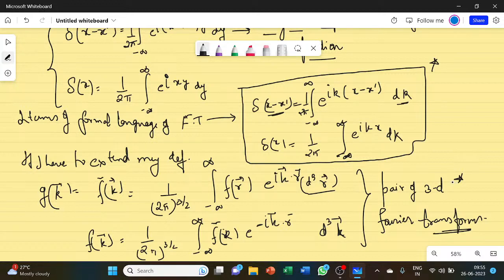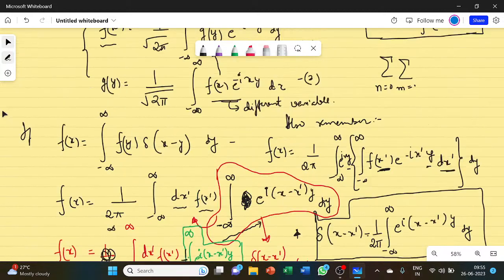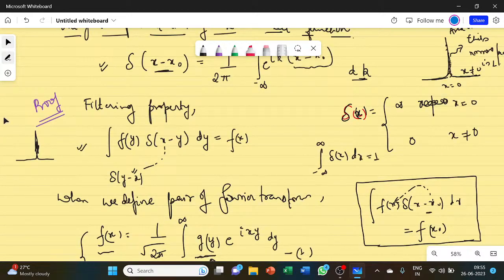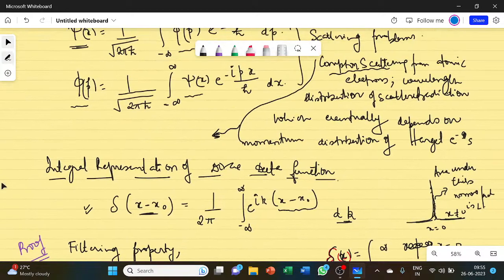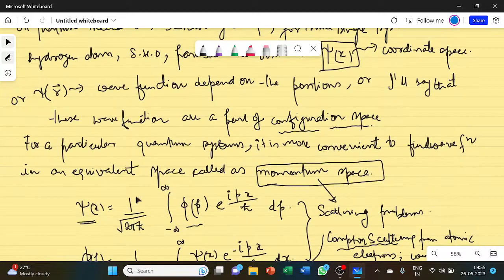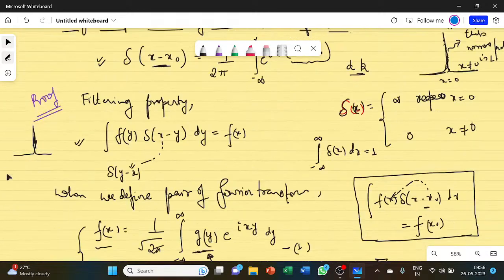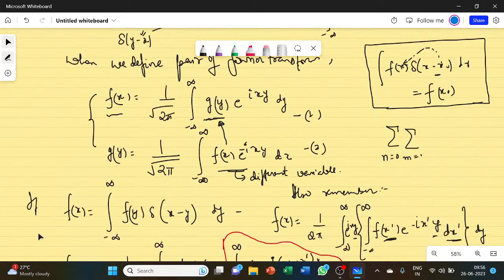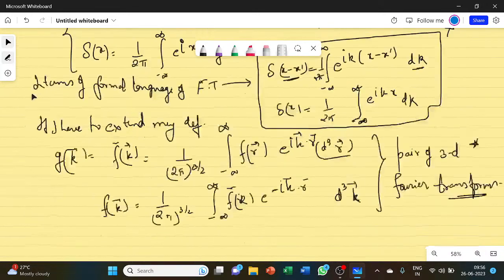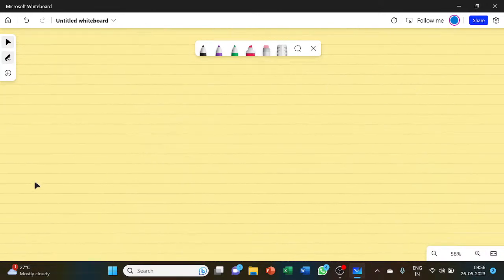Now you see, today we have started with the integral representation of the derivative of the delta function. Now let us move ahead and see a few more things. So this is very, very important. Another thing that we have seen till now is that in quantum mechanics, if I have to relate my wave function in the coordinate space with the momentum space, this is done via Fourier transform. Okay, so now let us move further.